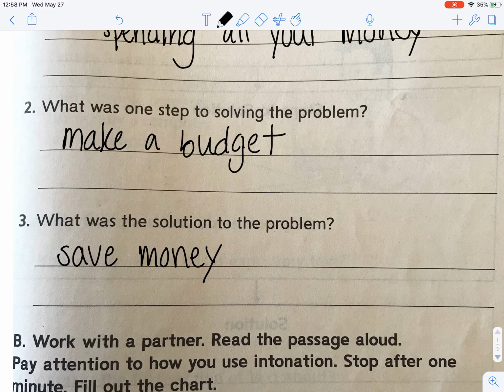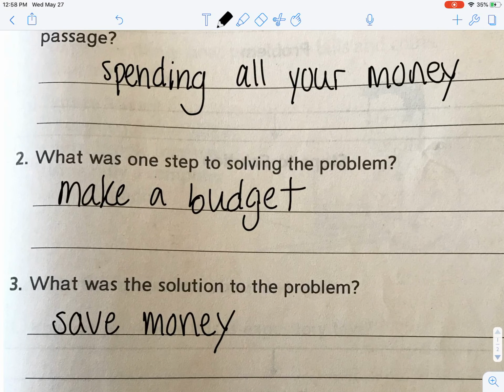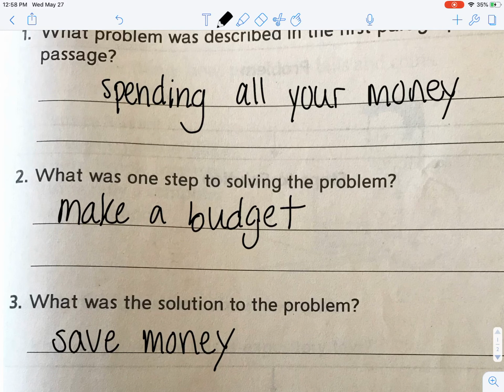All right, if you need a little bit of time to finish, go ahead and pause, and I'll put it so that all the questions are on one screen, 1, 2, and 3, so you can take all the time you need to finish up. All right, great work, second grade. Today we read a passage about saving money and making a budget, and we answered some questions about the problem and the solution.